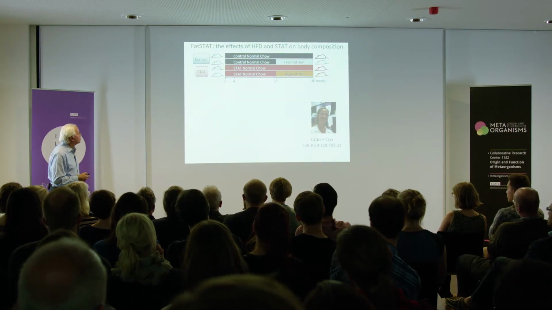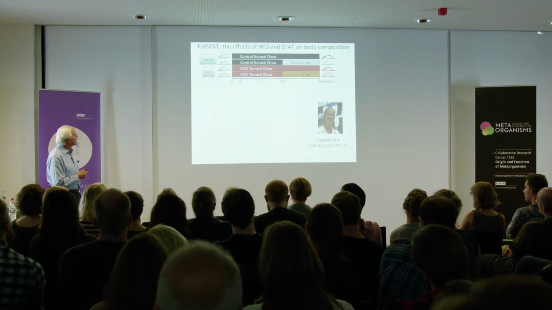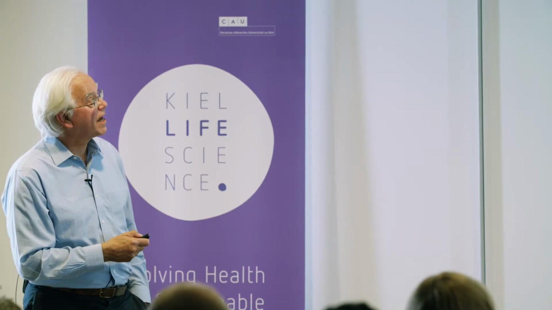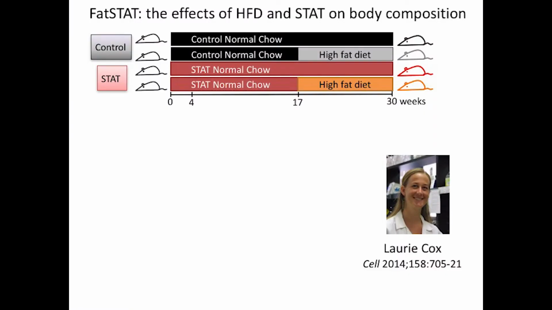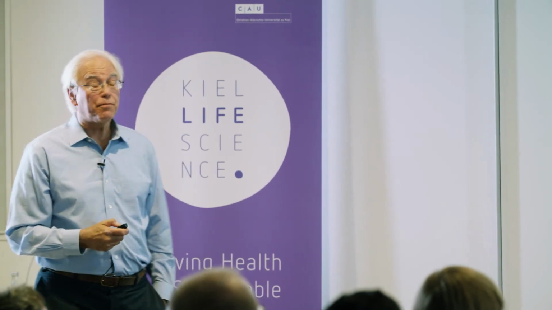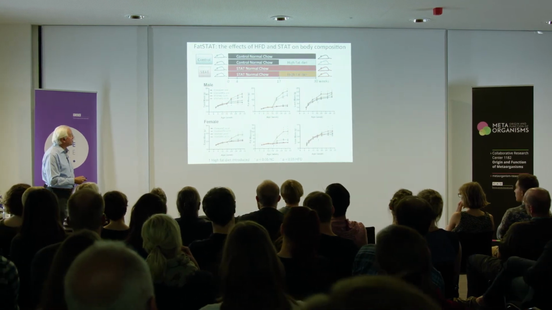So in the next experiment, Laurie Cox, who was a graduate student in the lab, did an experiment that we called FAT-STAT. She asked what happens if we combine a high-fat diet and the STAT, that's the subtherapeutic antibiotics, on body composition. She studied control mice, or mice that received subtherapeutic doses of penicillin. All the mice got normal chow, and at week 17 of life, half the mice were put on a high-fat diet, and half remained on the normal chow. She studied both male and female mice. Here we're looking at what happened to total mass, fat mass, and lean mass.